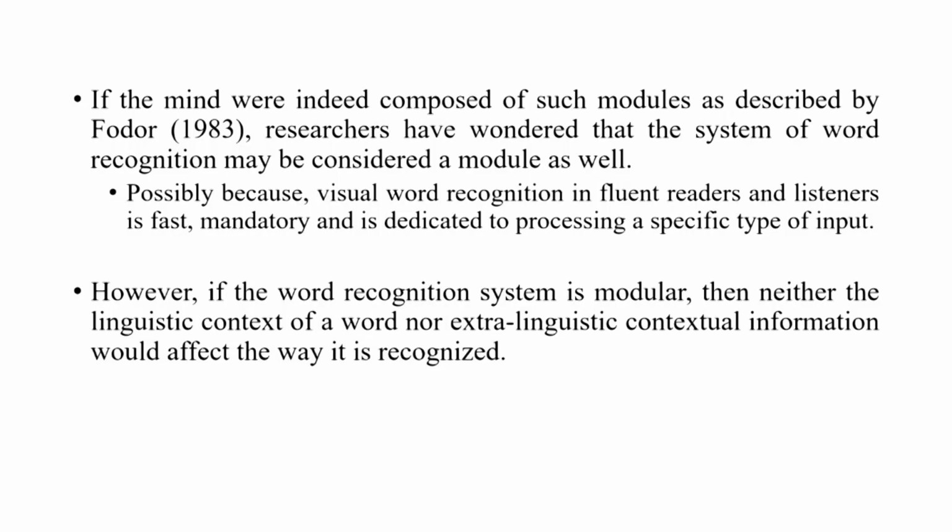Now, if the mind were indeed composed of such modules as described by Fodor, researchers have wondered whether the system of visual word recognition may be considered a module as well. The idea is that, possibly in fluent readers at least, visual word recognition is fast, mandatory, and dedicated to processing a specific kind of input. You might be fascinated to know that researchers have reported a particular area in the brain that only lights up when it is presented with letters and not with other kinds of stimuli. It is referred to as the visual word form area.